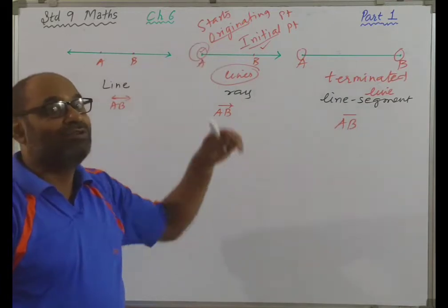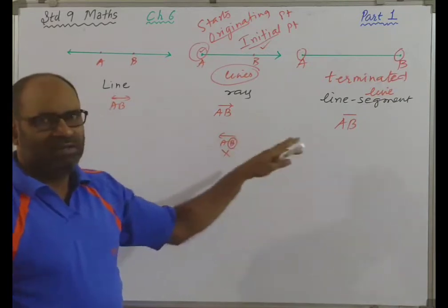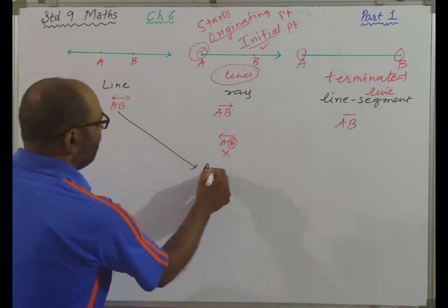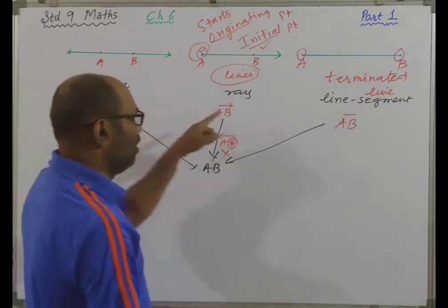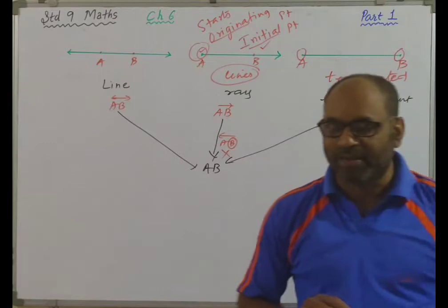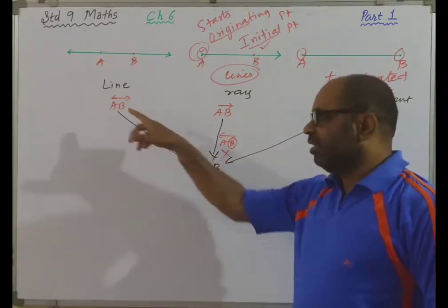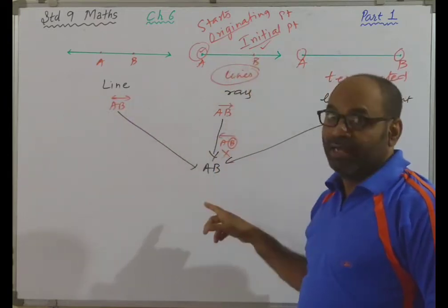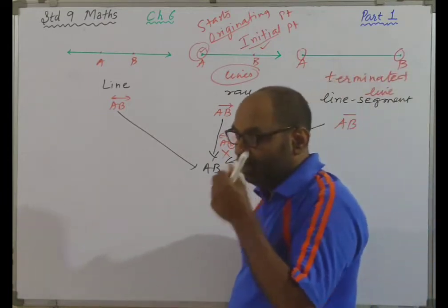We'll be back to what Euclid said. They are all lines. Lekin hum symbol same rakhne wale hai. Abhi iska symbol AB, iska symbol bhi AB, aur iska symbol bhi AB. Instead of putting that small line, ray and line segment symbol, we won't be putting anything above AB. You can say AB is line AB, the same AB you can call ray AB, and the same AB you can call line segment AB.